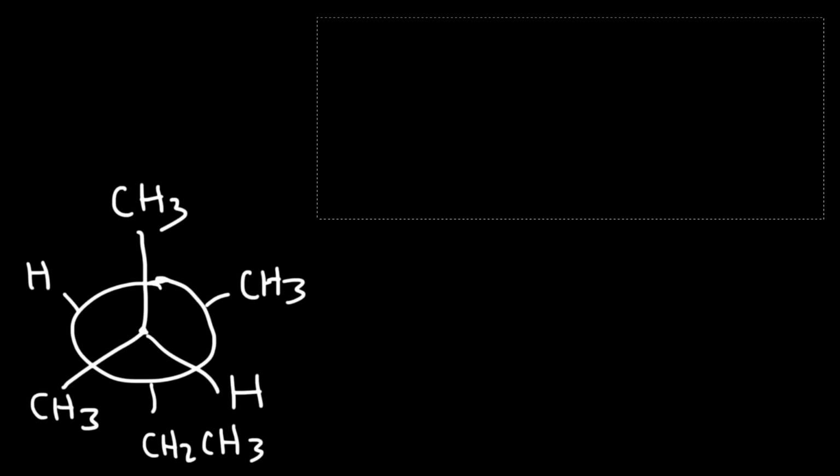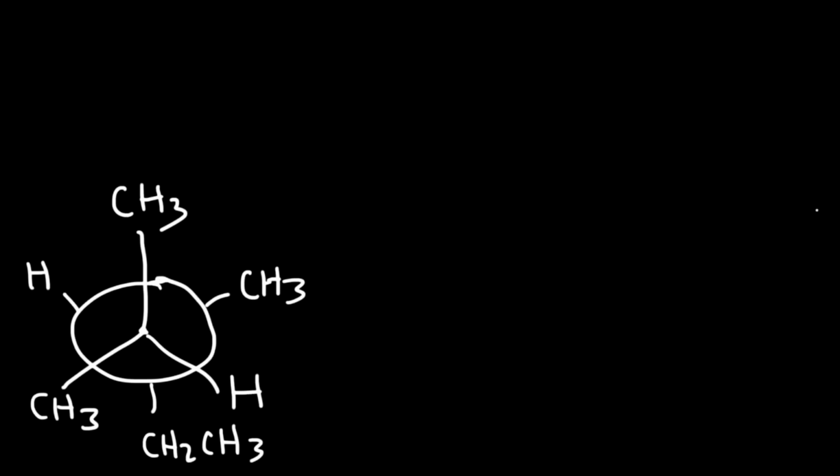So what other Newman projections can we draw of this molecule, of 2,3-dimethylpentane? So this is carbon 1. Carbon 2 has a methyl group. Carbon 3 is behind it, which also has a methyl group. And then here's 4 and 5. So we have a total of 7 carbon atoms.